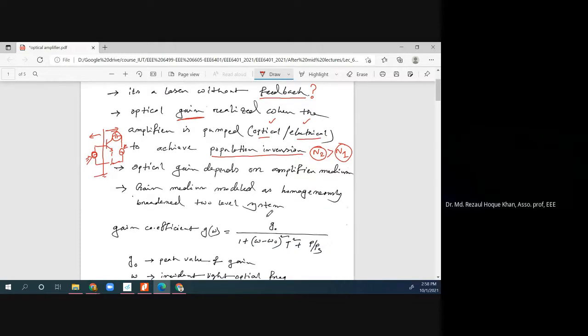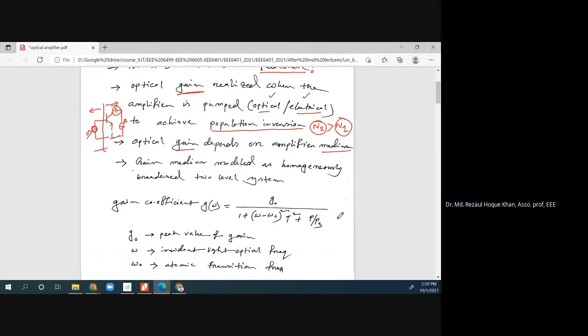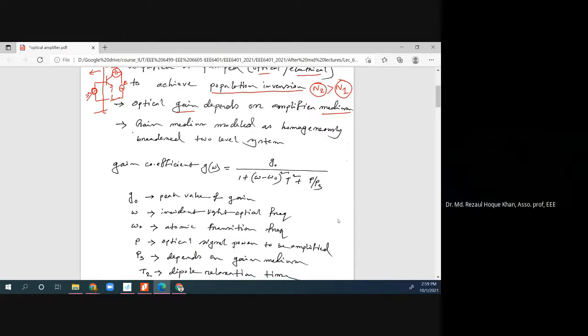So optical gain depends on the amplifier medium. Of course, what kind of medium means what kind of component you use in the optical amplifier system. Okay, so the gain medium is modeled as a homogeneously broadened two-level system. We already know that from the heterodyne and homodyne mechanisms. Now the gain coefficient G is given by this equation.